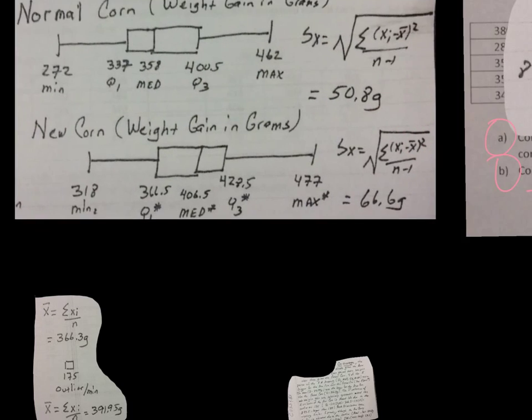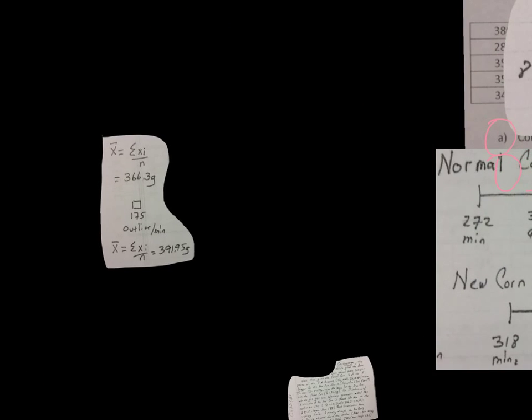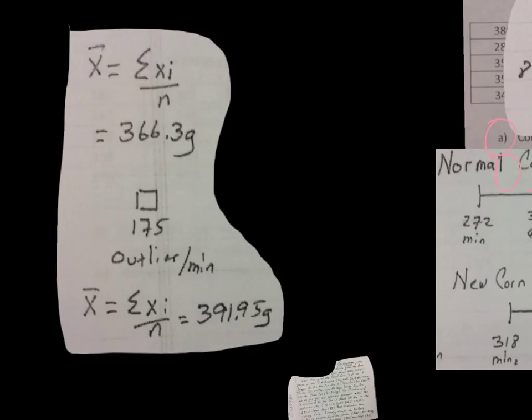Now, once we have all this information down, let's look at this. So now here's my averages. Now look at my average. My average is 366.3 grams for the normal corn, and then the new corn is 391.95 grams. Obviously, there's a weight gain. All right, so now let's go ahead and erase that real quick. And then let's get to the description.